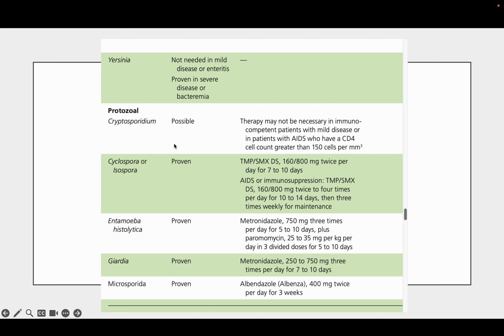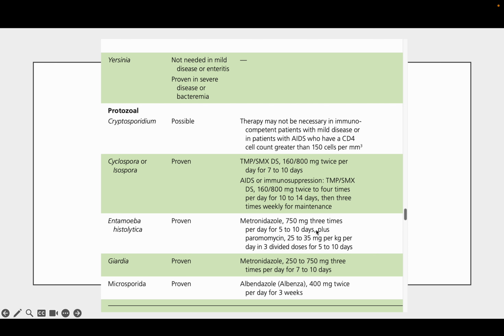These are the normal protozoal infections. Cryptosporidium generally we need not treat. In HIV patients we see a lot of cases of Cryptosporidium. Generally the antiretroviral therapy is effective enough. Only if the patient has significant disease even after antiretroviral therapy, then you can give nitazoxanide. For Cyclospora and Isospora, you can give trimethoprim-sulfamethoxazole, cotrimoxazole. Entamoeba histolytica, you generally give metronidazole.